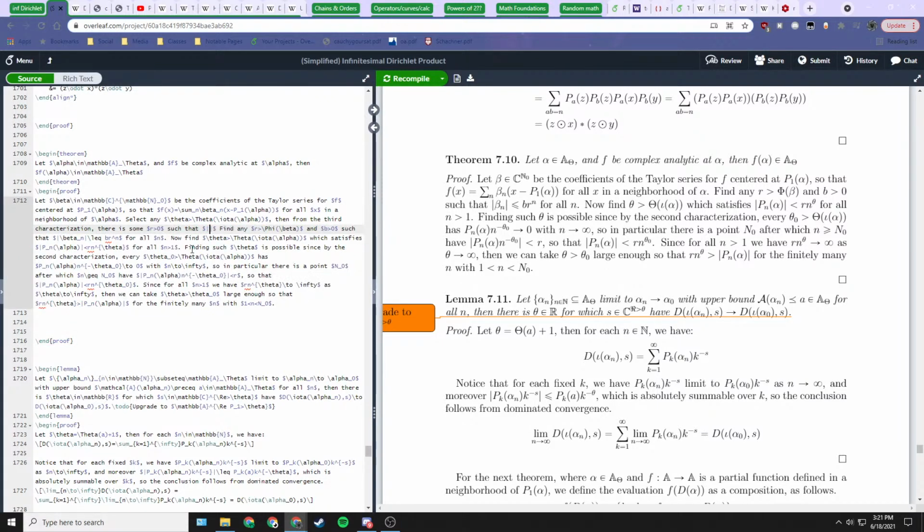the absolute value of p sub n alpha is less than or equal to r times n power theta. Is that what I'm trying to say? For the third characterization, there is r greater than 0 such that it is less than or equal to r times n power theta, for all n.